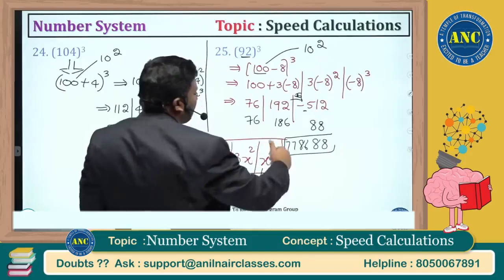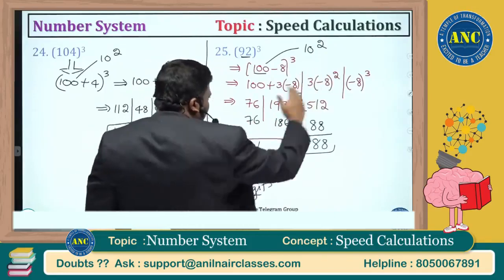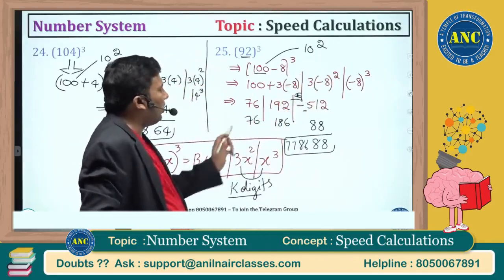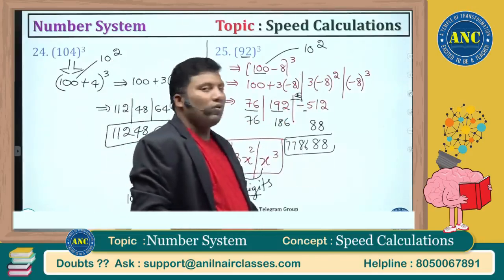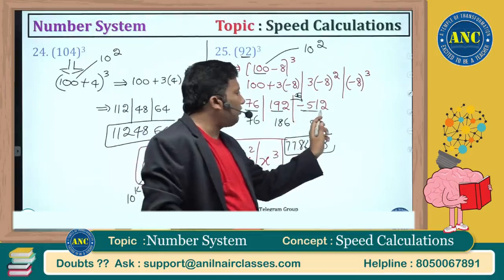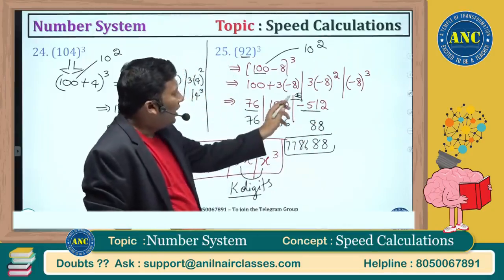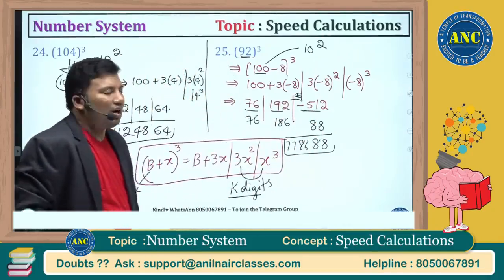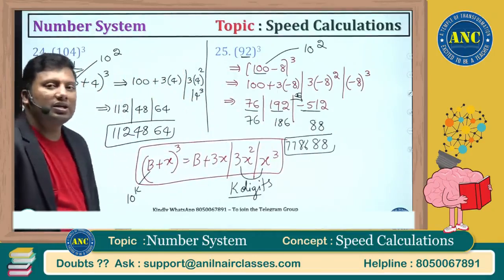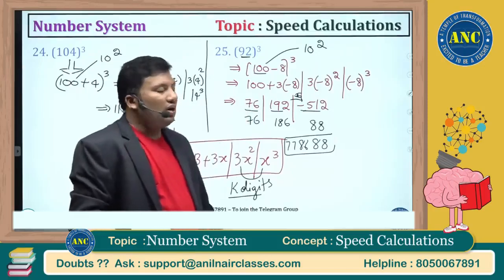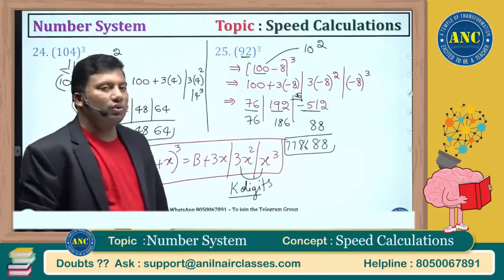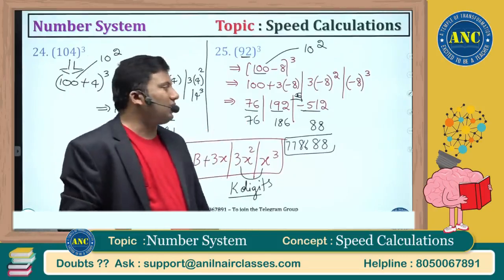B plus 3x, 3x square and x cube. 100 minus 24, 76. 64 3s are 192. Minus 512. If I take a carry 1 on 100, 100 minus 512 is negative. 200 minus 512 negative. 300 minus 512 negative. 400 minus 512 negative.